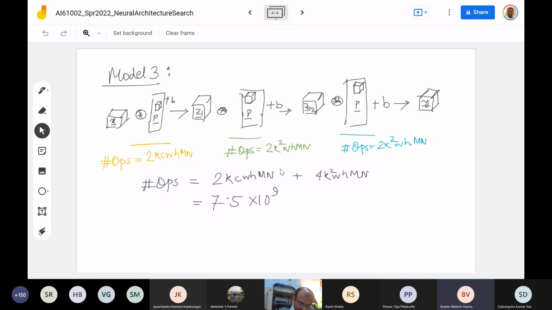Okay. So now from here, let us look into comparing these. The number of ops on model 2 was 2 billion.